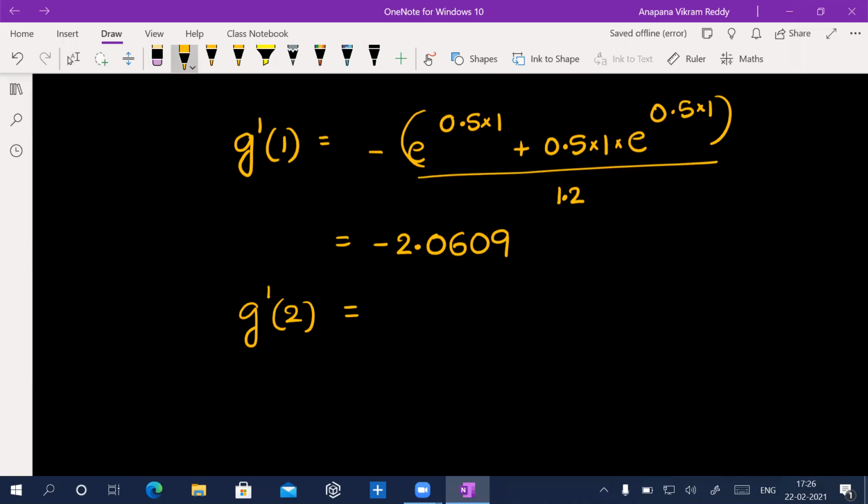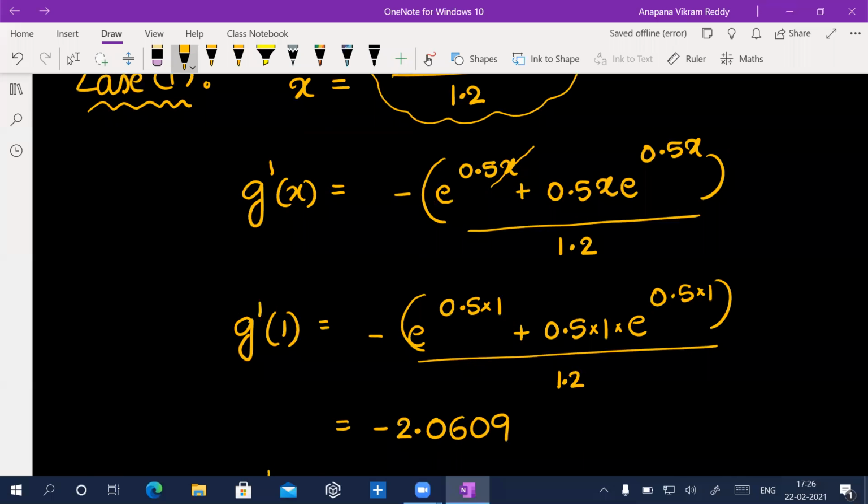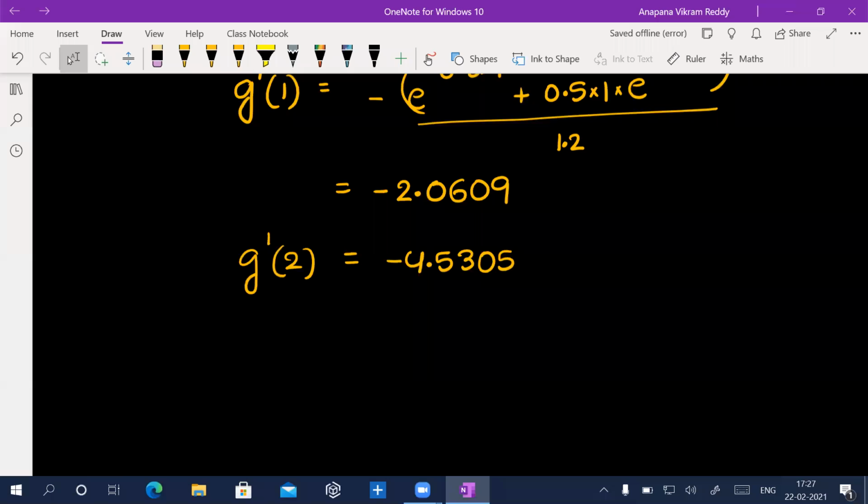Now, the other neighborhood point we have. See, neighborhood points means what? If you find the solution of the function between any two values, those two values become the neighborhood. So in the examination, they will definitely give these neighborhood points. So g prime 2 is equal to, again, the same stuff you do. What do you get now? You must get minus 4.5305. Just in place of 1, you put 2, here also 2, and you will get minus 4.5305.